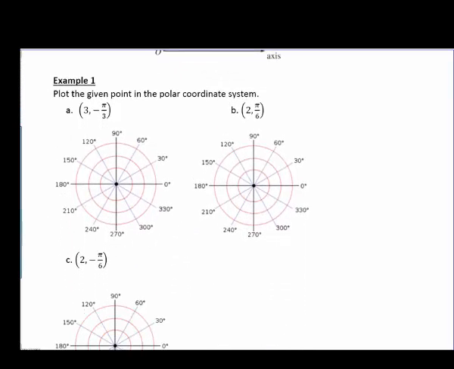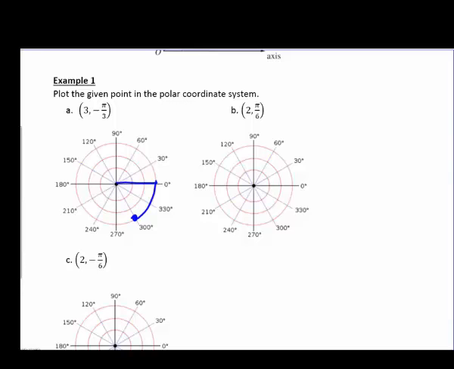All right, so for example number 1, we're going to plot the given points in the polar coordinate system. For part A, we have 3, so that's the distance from the origin. So we're going to go out to the third ring, and then we are going to rotate at an angle of negative pi over 3, so we're going to go clockwise from 0 degrees, which is the same thing as 60 degrees. So we come out to that third ring, rotate down 60 degrees, and so our point is right there. And that is all you do.